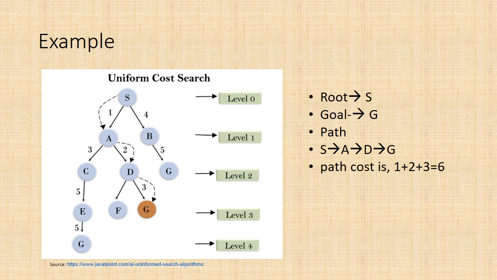In the search tree, it is seen that the goal state is G and the start or initial state is S. There are 3 paths available to reach the goal node. We need to select an optimal path that may give the lowest total cost. Therefore, the path S, A, D, G gives the optimal path cost: 1 plus 2 plus 3 equals 6.